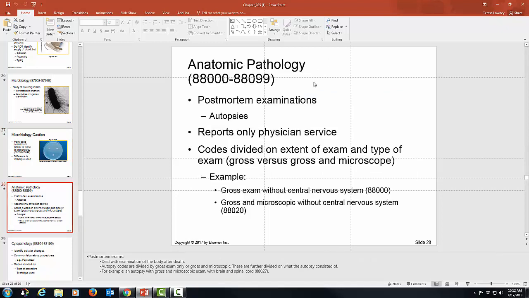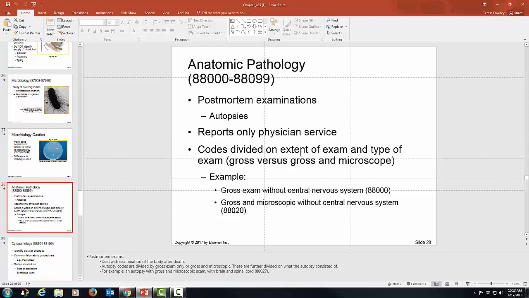Anatomic pathology, post-mortem examination. These are known as autopsies. Anybody who watches NCIS knows that Ducky is the pathologist who handles all of the autopsies, or he used to, and now he's got an assistant. But you only report the physician's service.